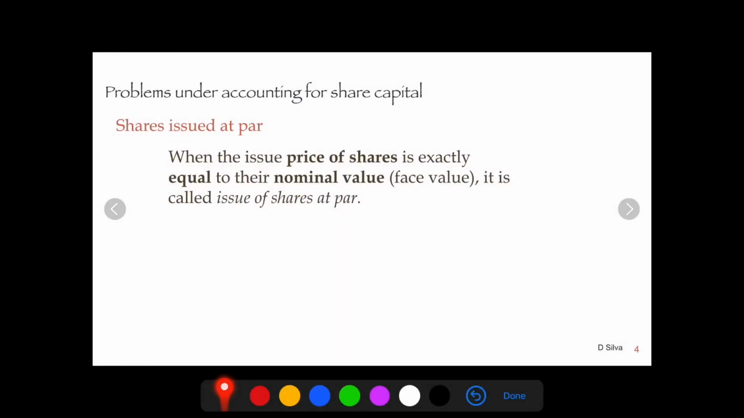Now, we will focus on those problems when the company issues the shares at par. So let's quickly look into the meaning of it. When the issue price of the shares is exactly equal to their nominal value, it is called issue of shares at par. So that means the nominal value and the price at which the shares are being issued are equal. So students, in your notes, give the heading as problems under accounting for share capital when shares are being issued at par.